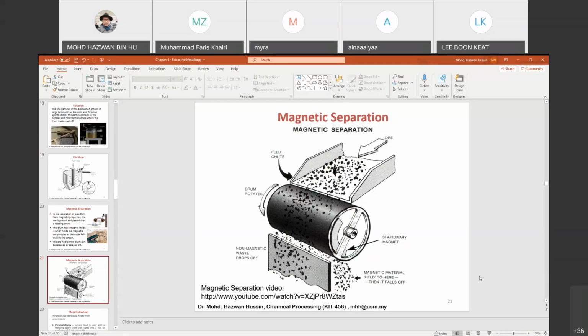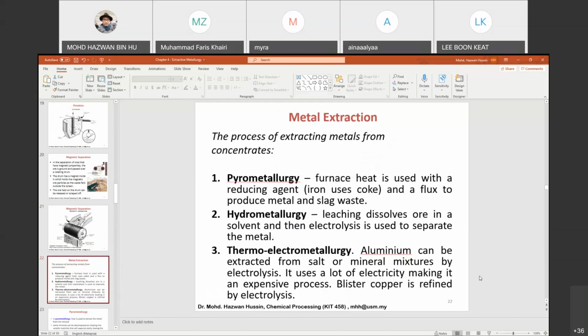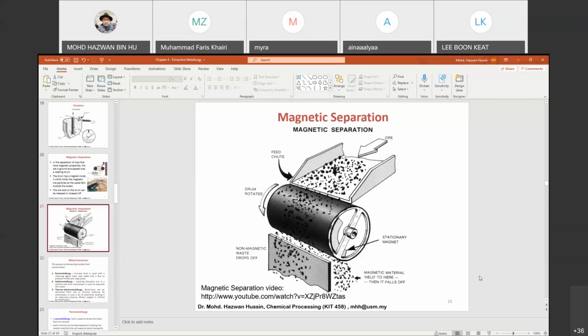Okay. So, is there anything that you want to ask? Any questions so far regarding ore concentration? Ada soalan? Anything? Ada tak ada?